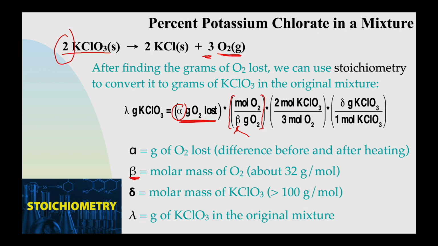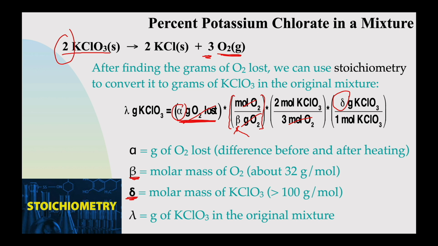Having a balanced equation is super cool in chemistry. You can do all kinds of things like that. You can see here by the units that the grams of oxygen cancel, the moles of oxygen cancel, and at this point we would have the moles of potassium chlorate in the original mixture. But we want to turn this back into grams of potassium chlorate. So this little delta sign here is nothing more than the grams of potassium chlorate.